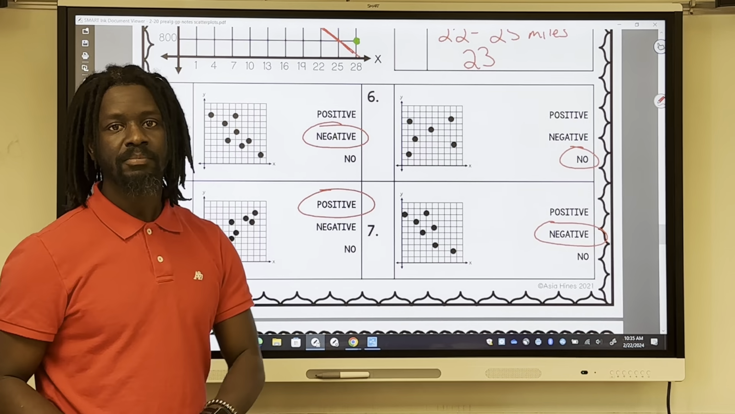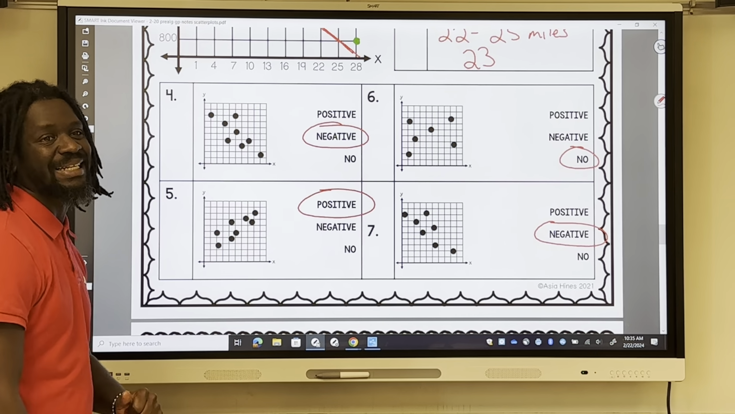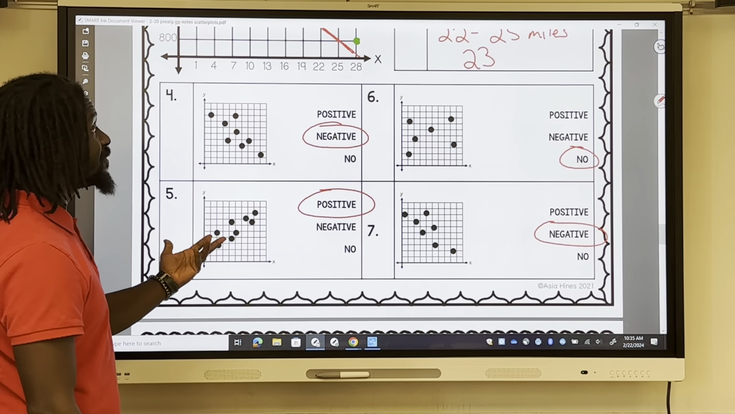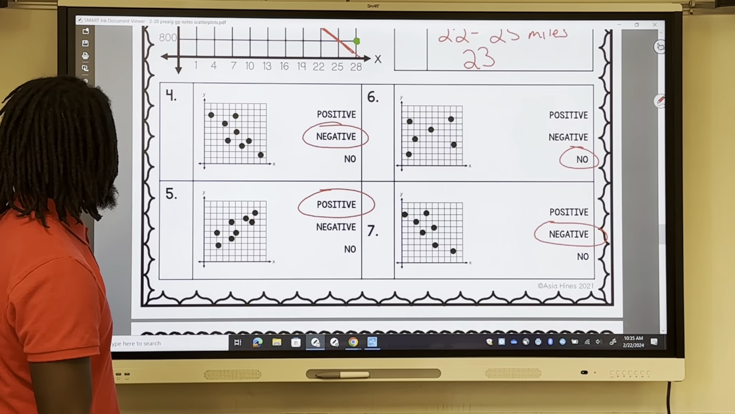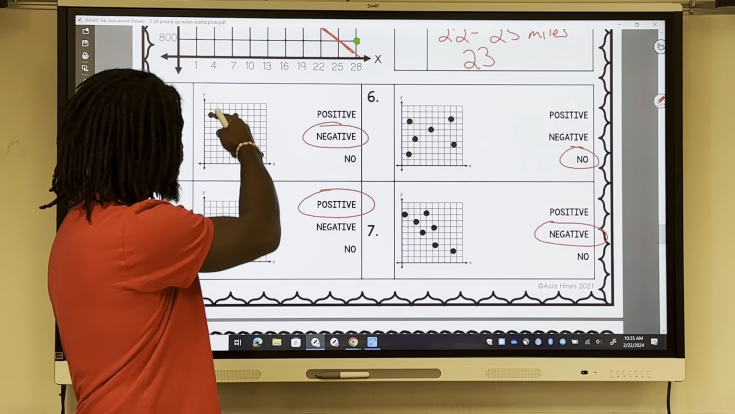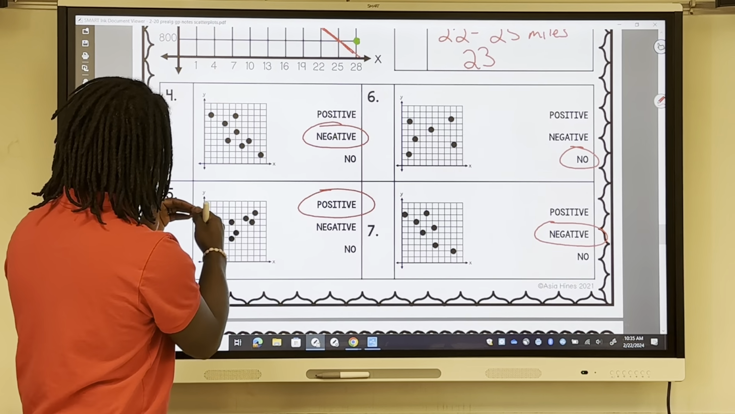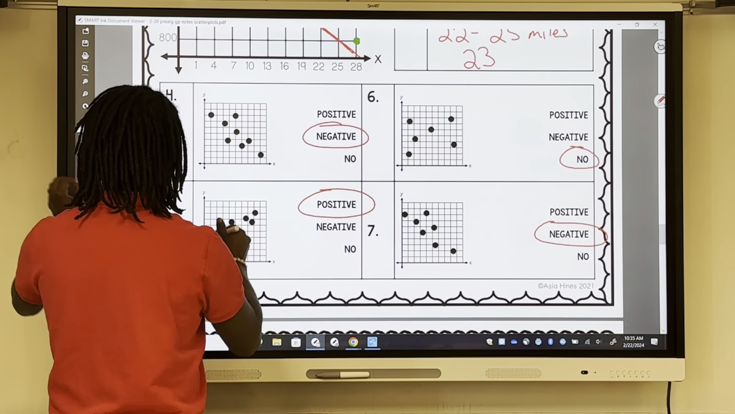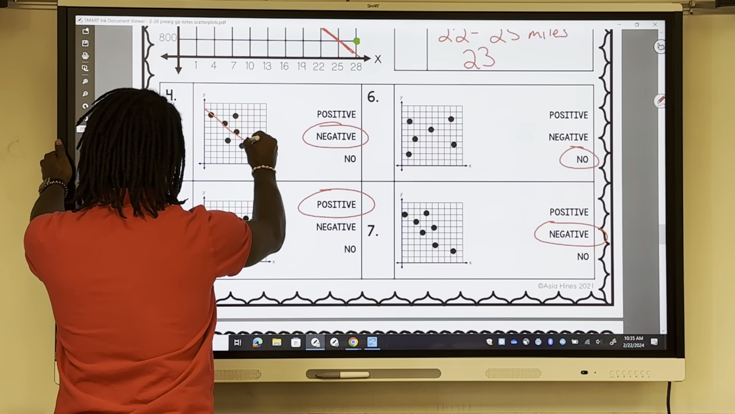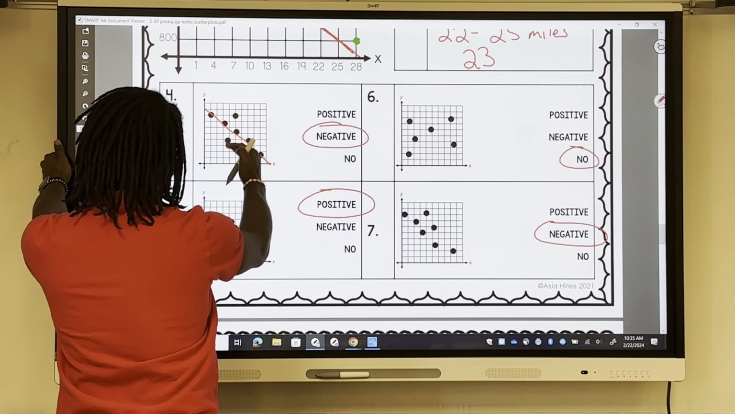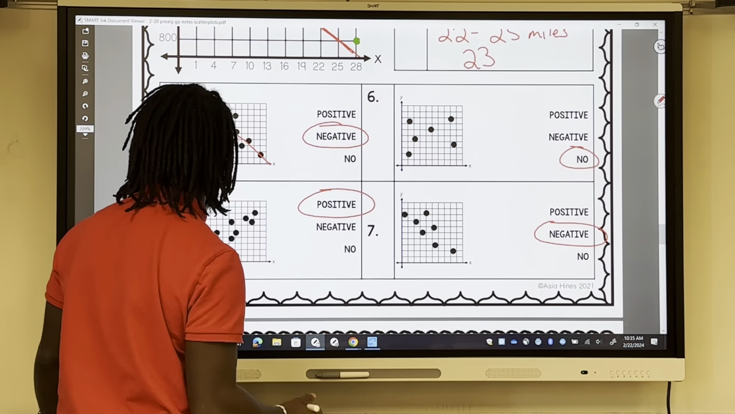All right, and just for extra bonus, take a minute and draw the line of best fit for each of those that have either a positive or negative relationship. Again, the line of best fit should be about halfway between each of the points. So for this one, if I'm going to draw a line of best fit, it is somewhere like that. Couple above it, couple below it. For this one, there is no relationship, so there's no line to draw.